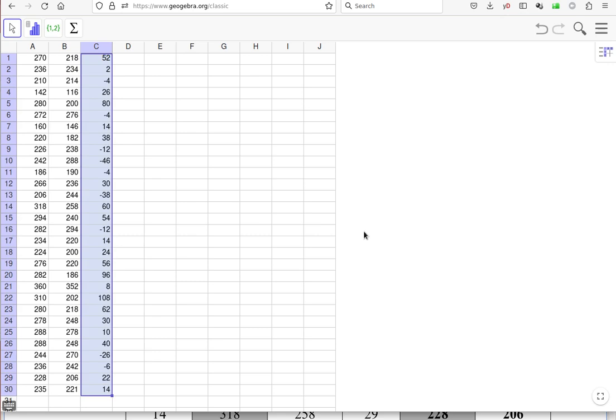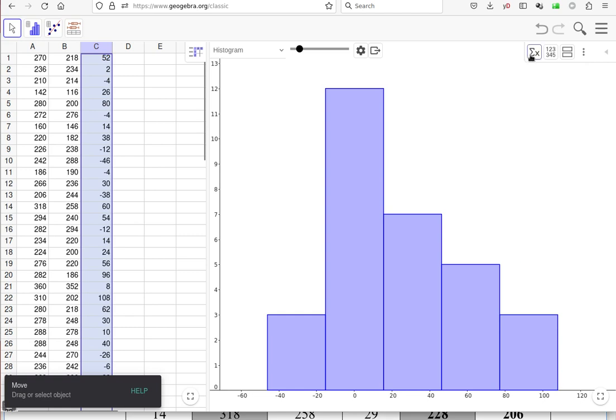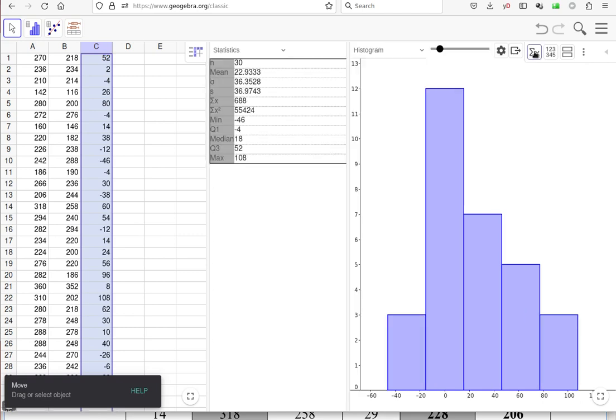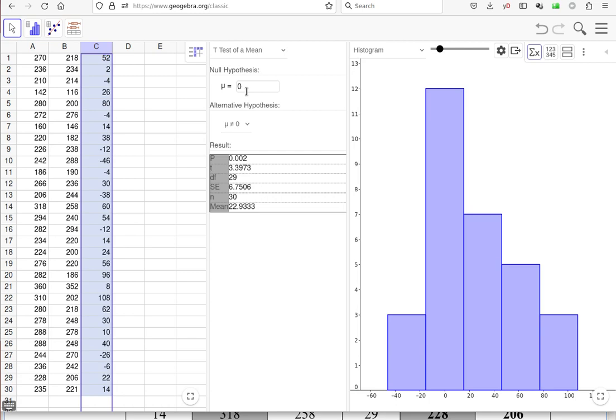Even though this data came to us in pairs, we're only interested in the difference. So let's select that column. Let's do a one variable analysis. Let's get our statistics, and let's ask for a t-test of the means.